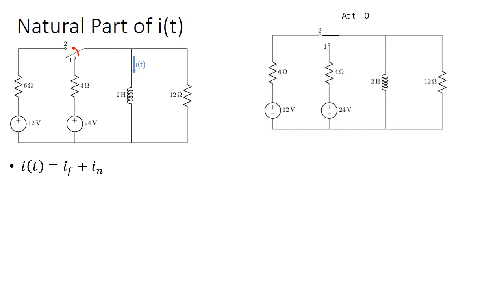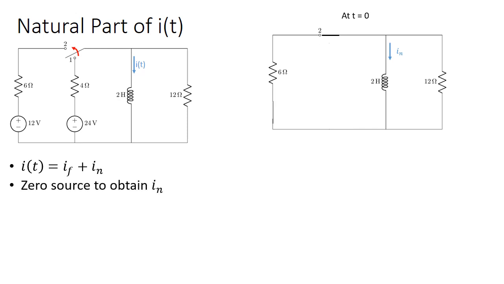So if we look at the circuit, this is the circuit right at t equals 0, and that's what we want to consider, because that's when the switch moves. We're interested in the natural part of I, which is still flowing through the inductor. And again, because it's not connected to the rest of the circuit, we're going to remove that one piece that has the 24 volt source and the 4 ohm resistor in series.